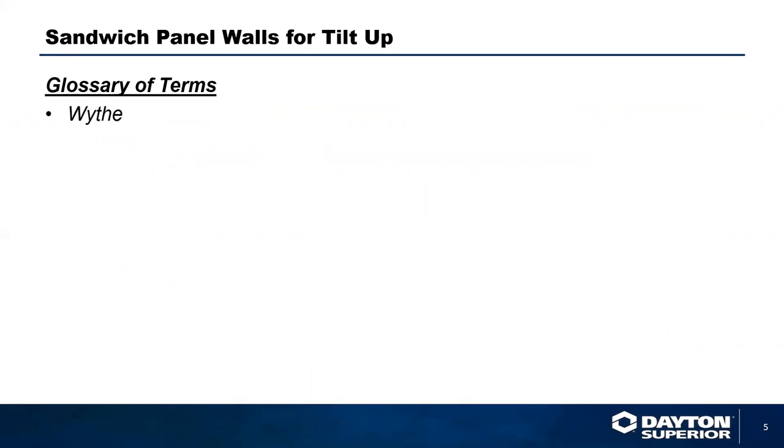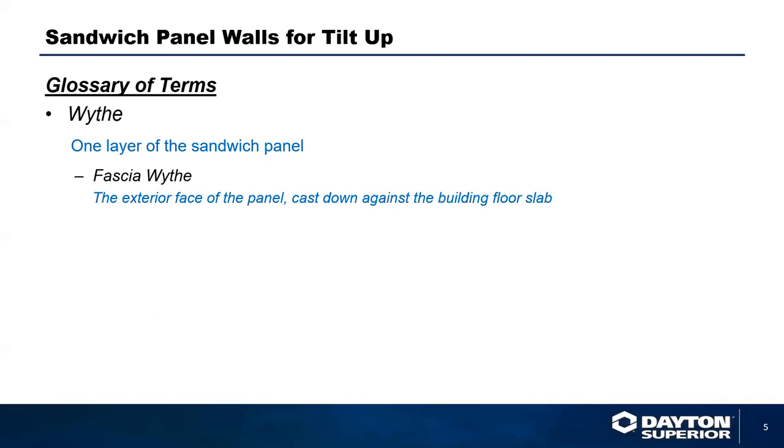A wythe. Typically, it's basically one layer of an insulated wall panel. So typically, we have three wythes: a fascia wythe, a structural wythe, and an insulation wythe. The fascia wythe, obviously, is the exterior face of the concrete panel, typically cast down against the building floor slab or your precast concrete form.